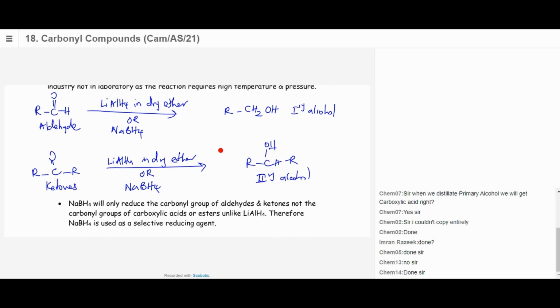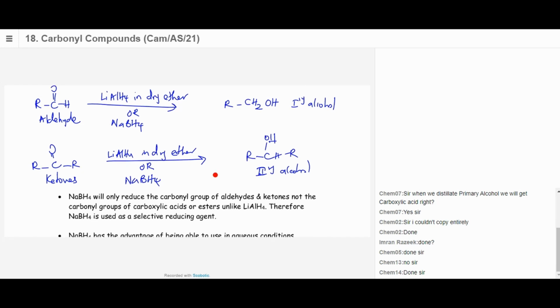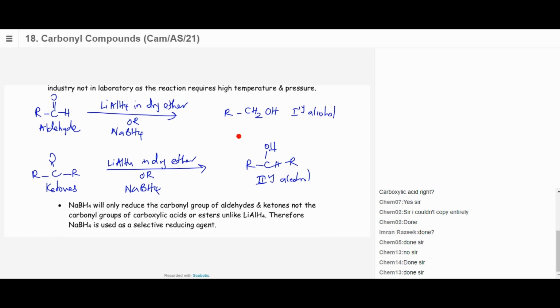So sodium borohydride will only reduce the carbonyl group of aldehydes and ketones, and not carbonyl groups of carboxylic acids or esters, unlike lithium aluminium hydride. Now see, this is very important. Aldehydes and ketones can be reduced by both lithium aluminium hydride and sodium borohydride.